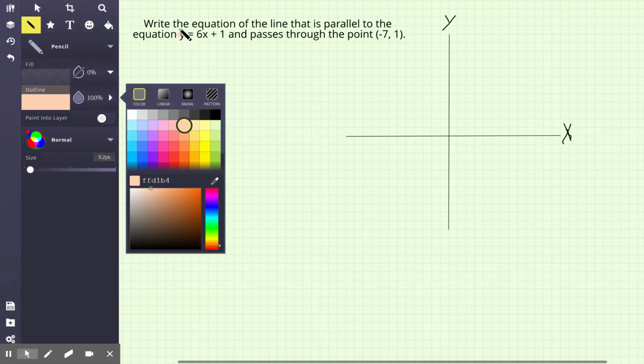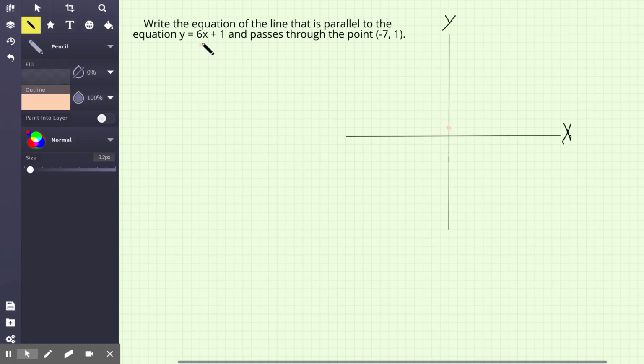So if we remember, the form this is in right now is y equals mx plus b form. That's slope-intercept form. And so remember the b right here, this 1, is my y-intercept. My y-intercept is 1, so I can plot a point at 1. And then it tells me my slope, which is just the letter m, is equal to 6. Remember, 6 is the same thing as 6 over 1.